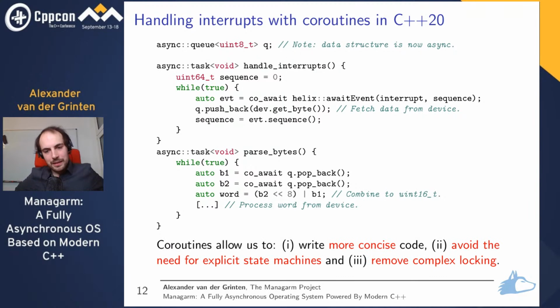So if we compare the examples here, first of all, the code is more concise. There's no explicit state machine here. The code outside of the interrupt handler does not have to care about the state of the queue here, because it just uses the right abstraction to just pop data. And we remove the need for complex locking because we don't have a signal handler anymore, but we can really handle interrupts in a loop because we can wait for the next interrupt to happen. That's just much easier than having a signal handler.